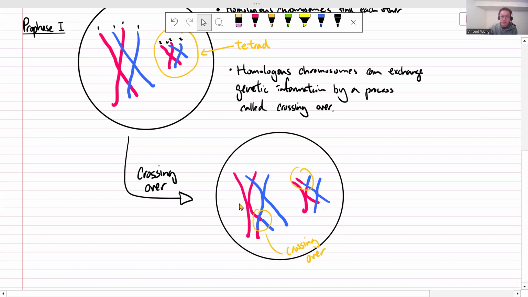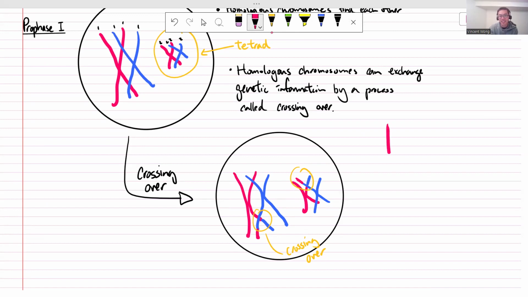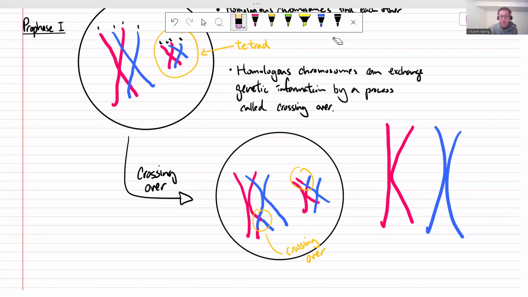Do you guys understand this situation here? No? Okay. Is it my drawing or is it my explanation? Okay, let me go over it one more time. Sure. Don't draw this, just watch. Tetrad, right? You understand this is a tetrad? Yes. So what happens is this.